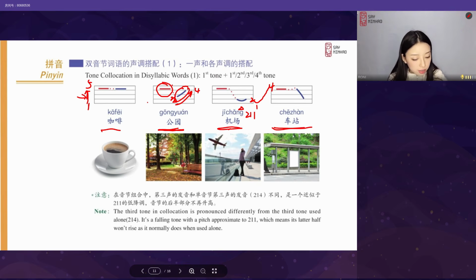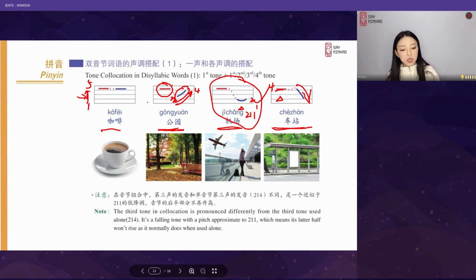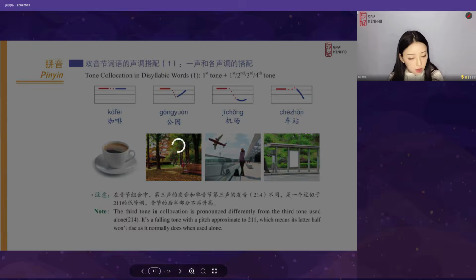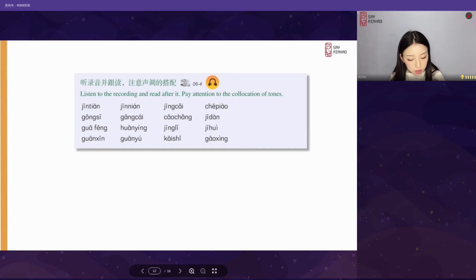Okay, last one is 车站, it means station. 车站, 车站. Okay, we can see there is nothing special, just the highest pitch for the first tone and the rapidly dropping one for the fourth tone. So the only thing we need to pay attention to is the change of the third tone. We will change it to half third tone, okay? Now let's move on to the next part.